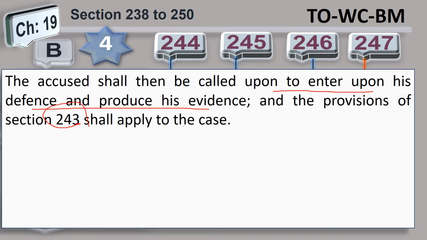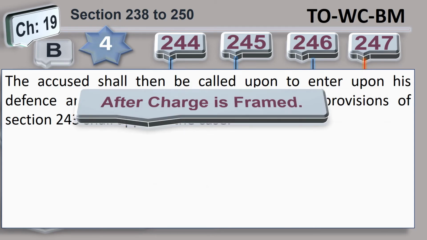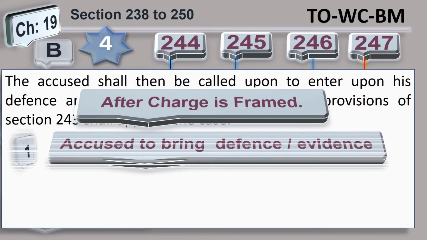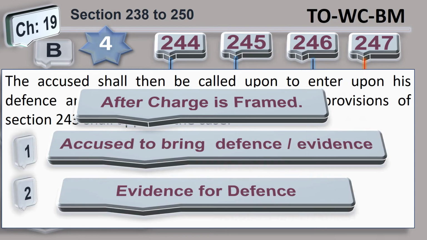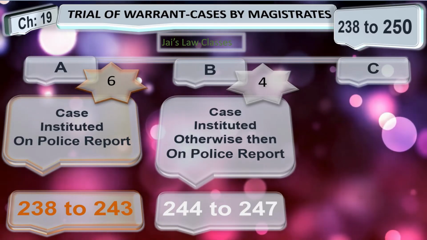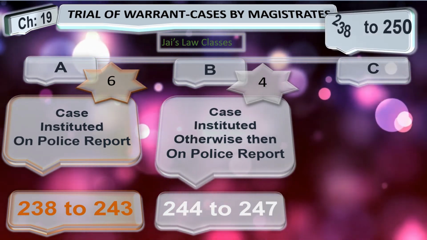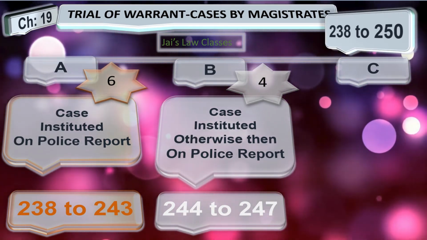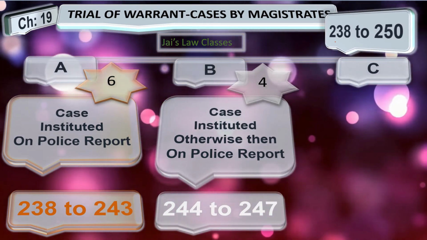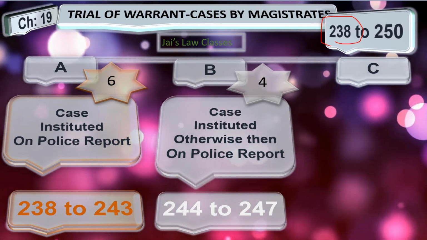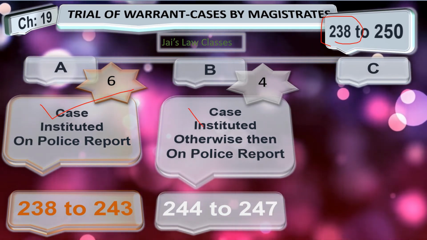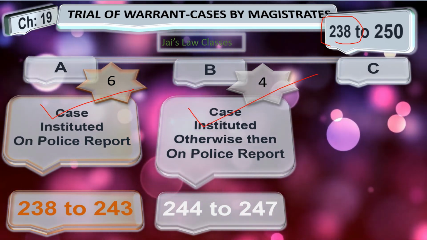So what do we understand from section 247? It basically says after the charge is framed, two things are going to happen. One, the accused has to bring his defense evidence, and as given in section 243, the evidence for defense shall be taken up. This is also a way of learning, bringing this back again and again. Trial of warrant case by magistrate starts from section 238. Part A, cases instituted on a police report, done. Part B, cases instituted otherwise than on a police report, done.